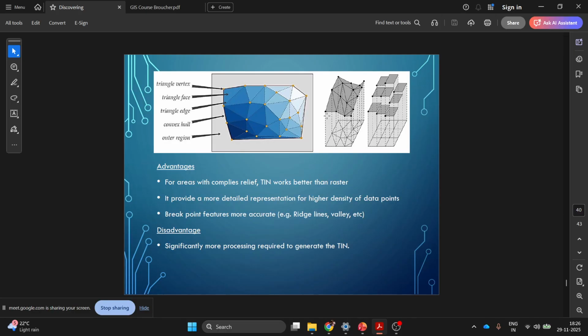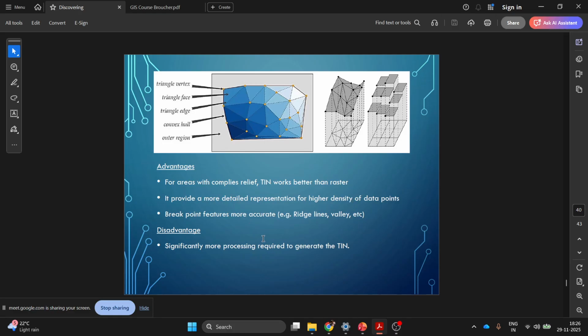As I said before, when I consider this particular box a square, here you can see I have 5 data points, like one vertex is also there, right? One edge of a triangle is also represented here. But in case of a raster, only 4 points are there. And also breakpoint features are more accurate. For example, ridge lines and valleys are better represented in case of a triangular irregular network.